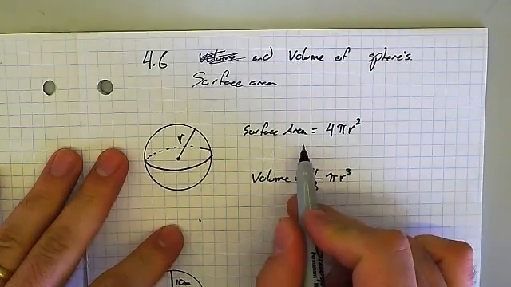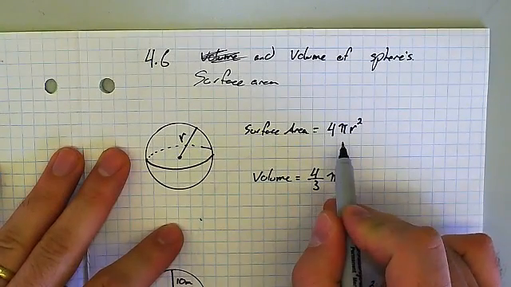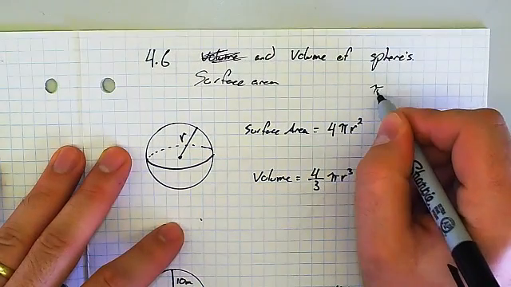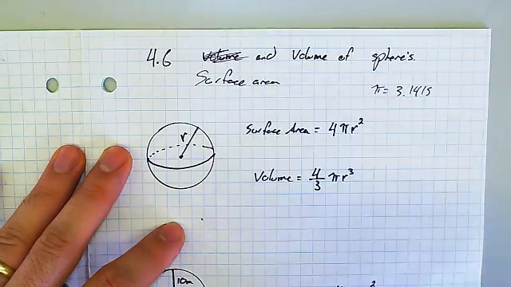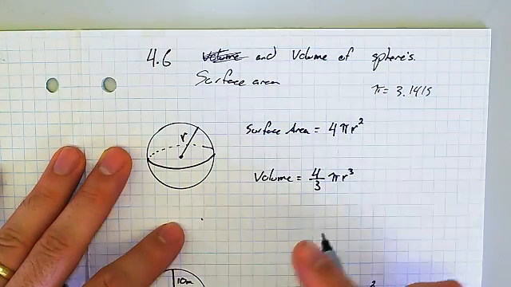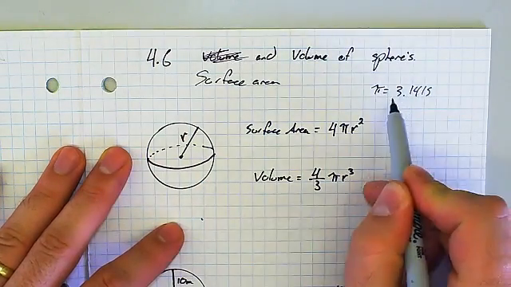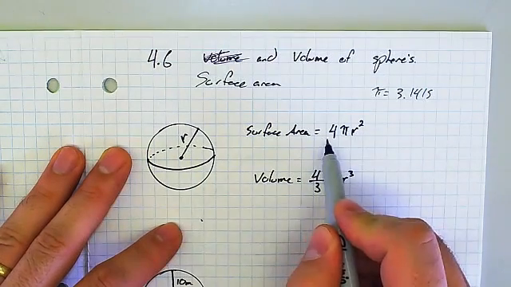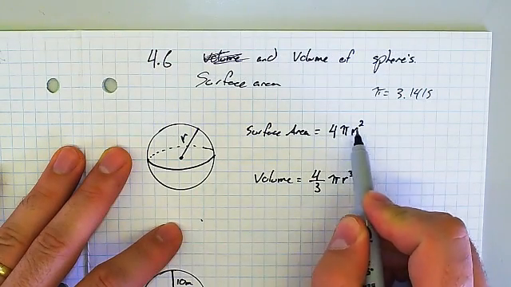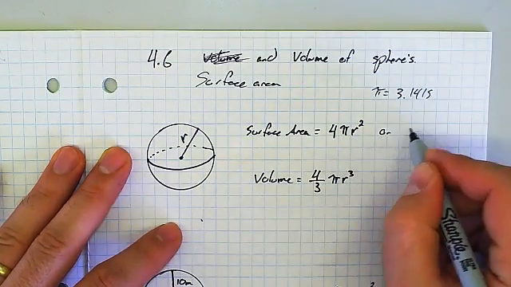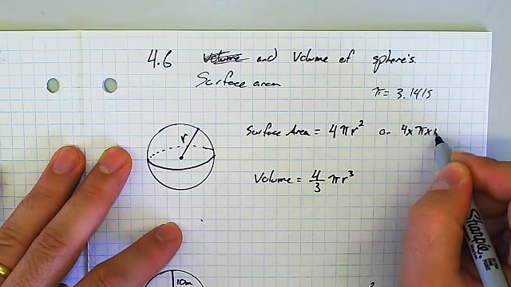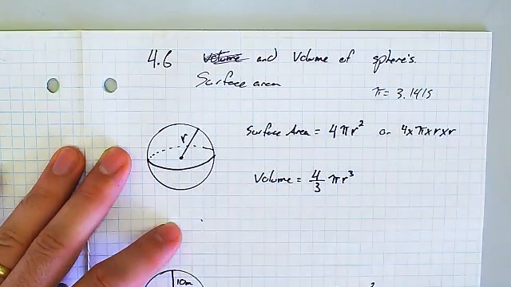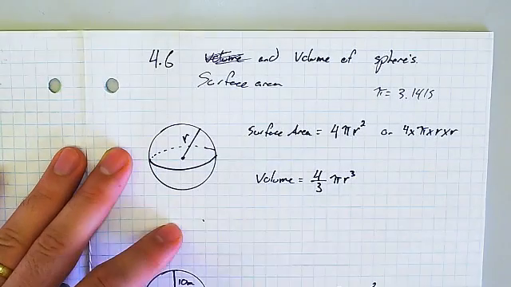As for the surface area, it's simply 4 times pi. Again, pi is 3.1415. Better to put it in your calculator, it gives you more decimal places, but if you're just going to use the number, that one's sufficient enough. So 4 times pi times your radius squared, because radius squared is r times r.